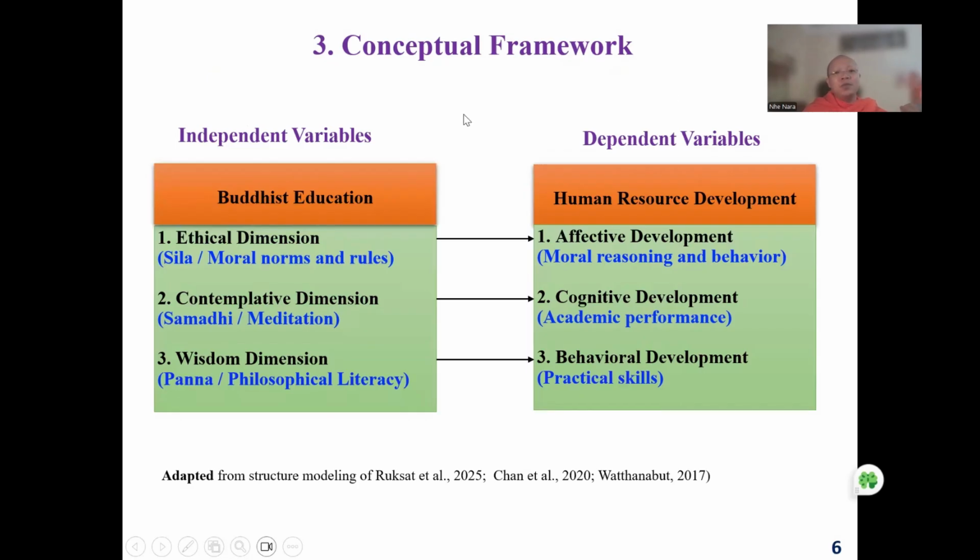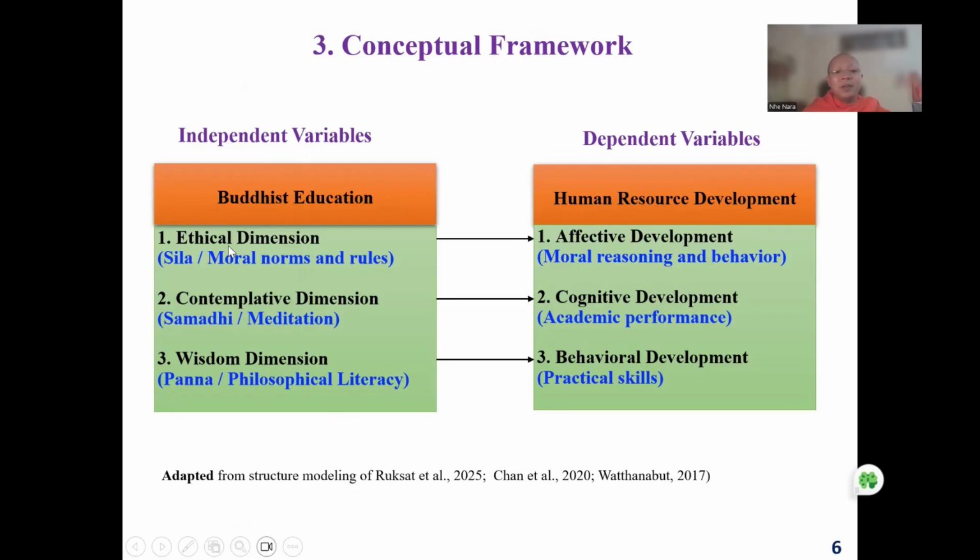Number 3, conceptual framework. For these studies, the conceptual framework is adapted from a model structured by Roxat et al. and Chan et al. These are the scholars we adapted from. We have independent variables and dependent variables. In the independent variables, Buddhist education is divided into 3 domains.